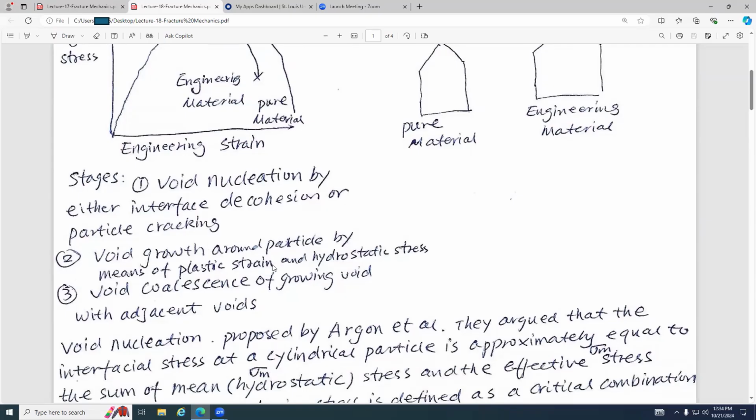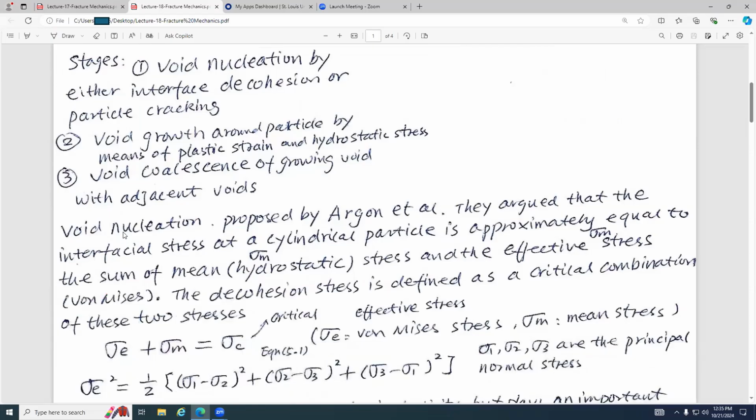The void grows around the particle by means of plastic strain and hydrostatic stress. Void grows. And then neighboring voids coalesce with one another, the growing void with adjacent voids, and then become a bigger crack. Right, guys? Are you guys okay with this one? So this is very, very similar to the process of molten material solidification. You can see void nucleation.